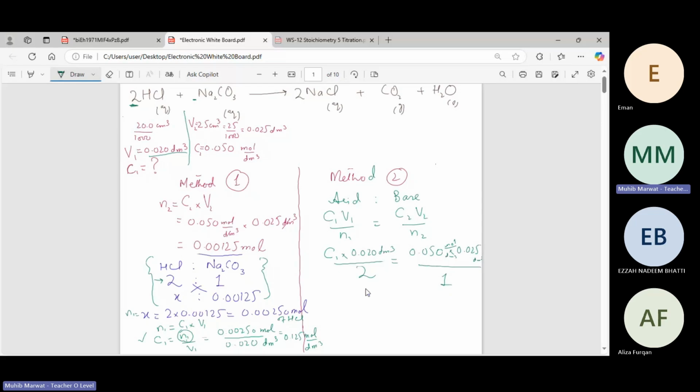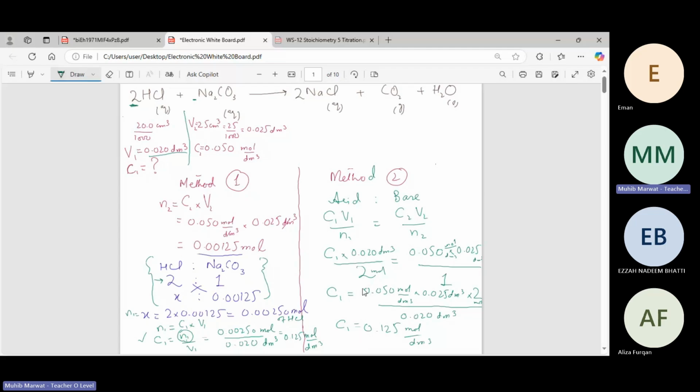So we will be rearranging this equation like that: 0.050 moles per dm cube multiplied by 0.025 dm cube multiplied by 2 moles, divided by 0.020 dm cube. Now please, anyone calculate all these values and let me know the answer. Amna, do you have a calculator, please? Iman, calculate it down. Are you here with us? Aliza, Iman, anybody? 0.125. Alright, it is the same answer, right? 0.125 moles per dm cube. Clear? So these are the two methods.